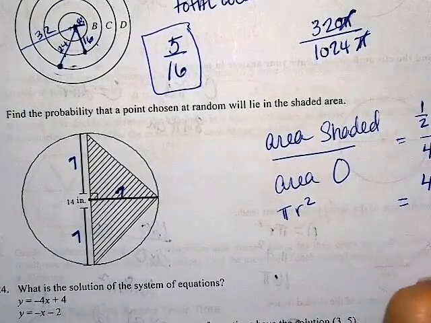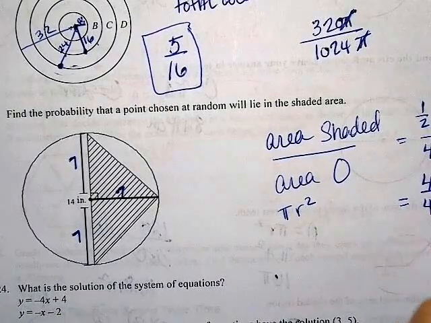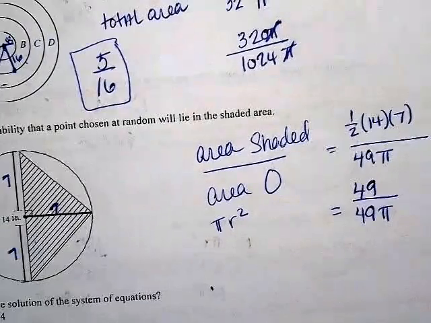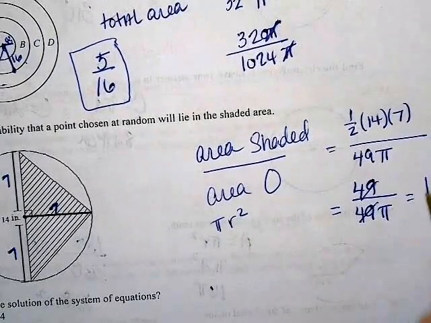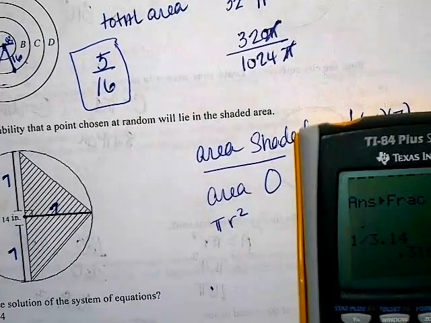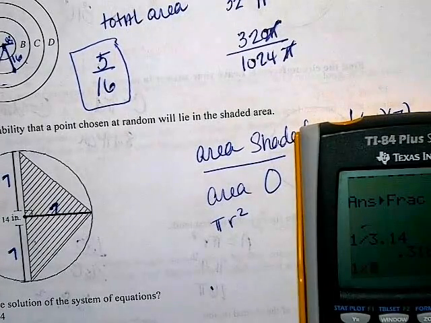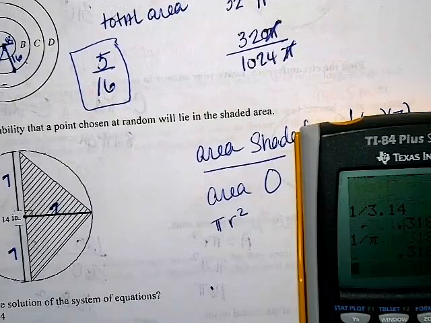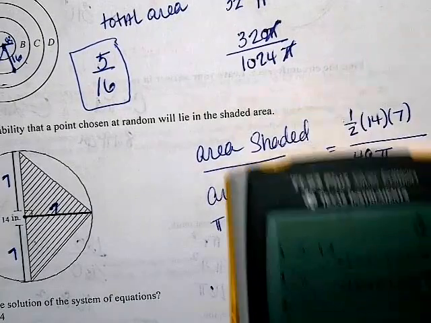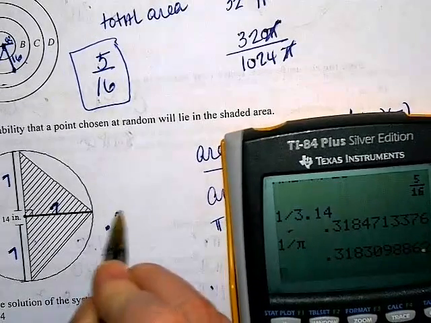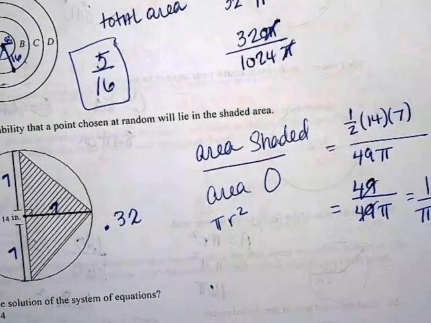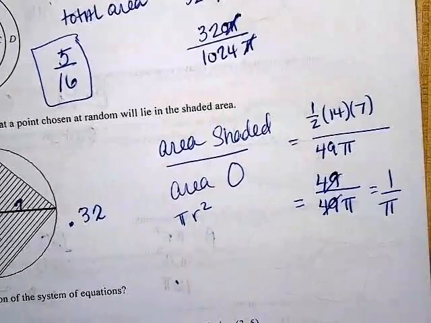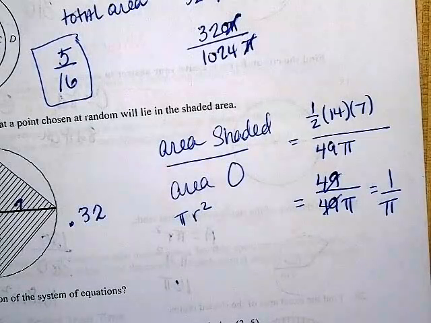$49. What do we have in the denominator? 49 pi. So the 49s are going to cancel and you're going to get 1 over pi. Put that in your calculator. 1 divided by pi. My book has it rounded to the nearest hundredth: 0.32. If you told me 1 over pi, or 0.32, or 32%, I'd take any of those answers.